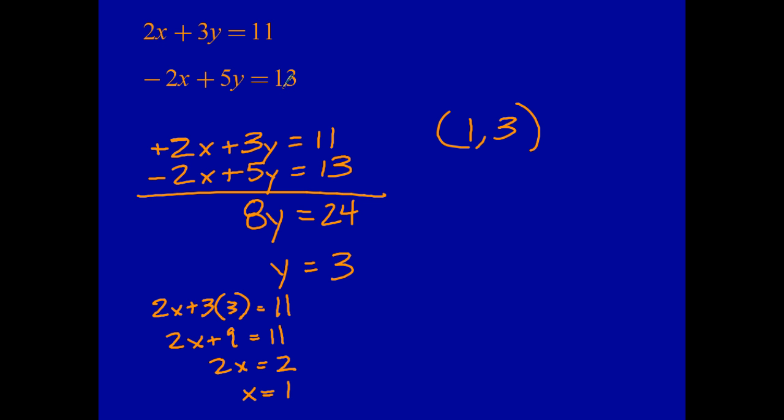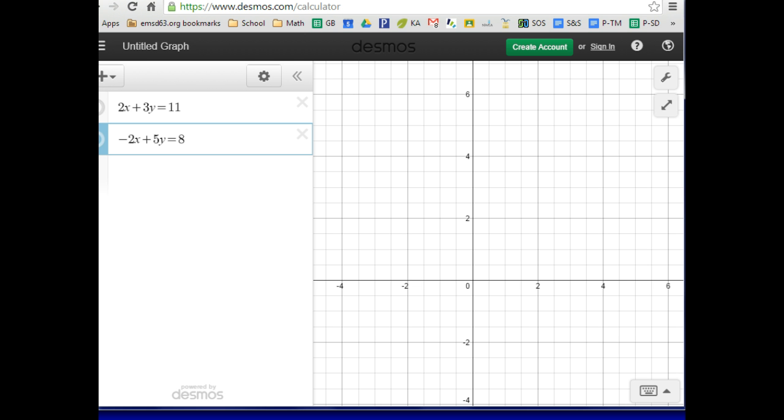They check out. If I were to graph this, you would find that both of these lines would intersect at 1 comma 3. In fact, let's go ahead and graph it real quick. I've set up these equations, both 2x plus 3y is 11 and negative 2x plus 5y, in Desmos, and I'm just going to highlight this and graph it. So this would be 2x plus 3y is equal to 11, if I were to graph that one.